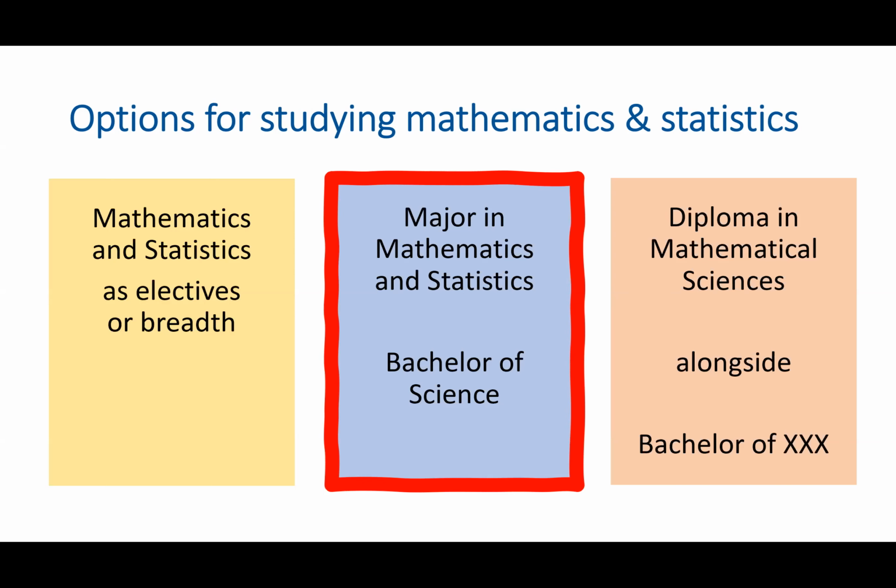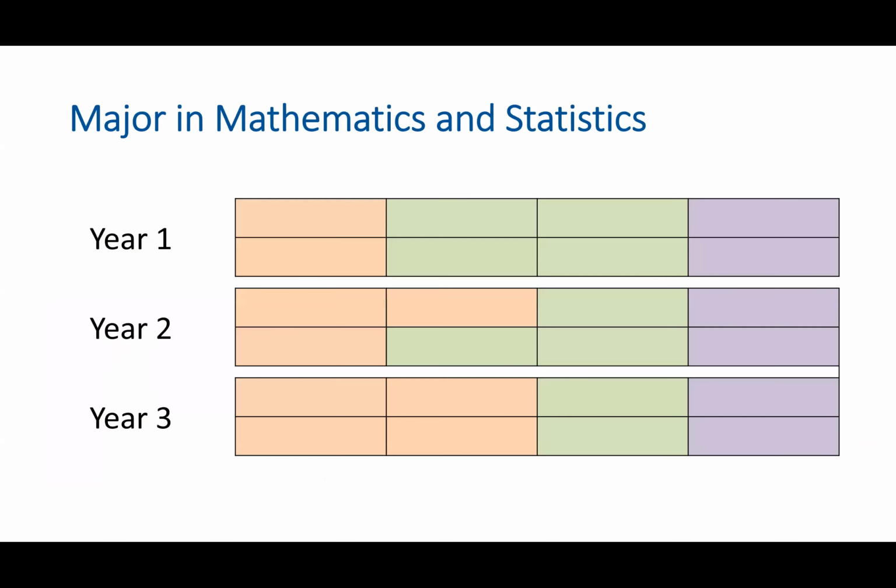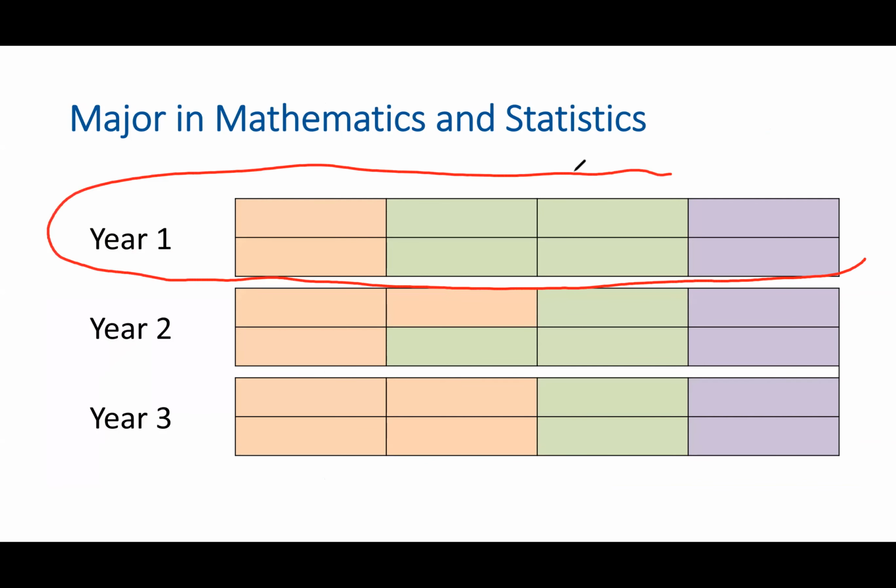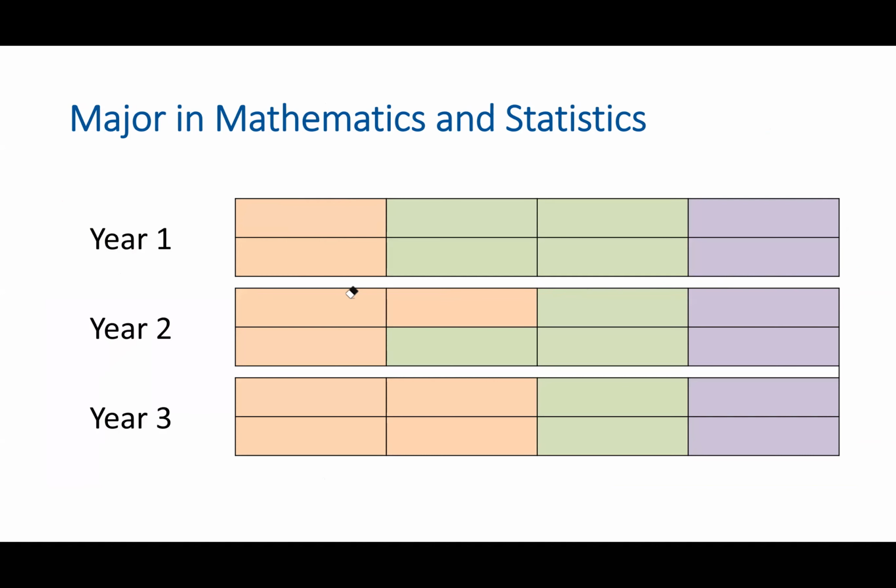If you go for this option, what will you study? What will your course look like? Well, here is a little picture of what a typical course in the Bachelor of Science, a 3-year course, will look like. So each row here represents 1 year of the course. So that's year 1, first year. And each box here represents 1 subject. So typically a student would do 8 subjects in their first year, 8 subjects in second year, 8 subjects in third year, and so on.